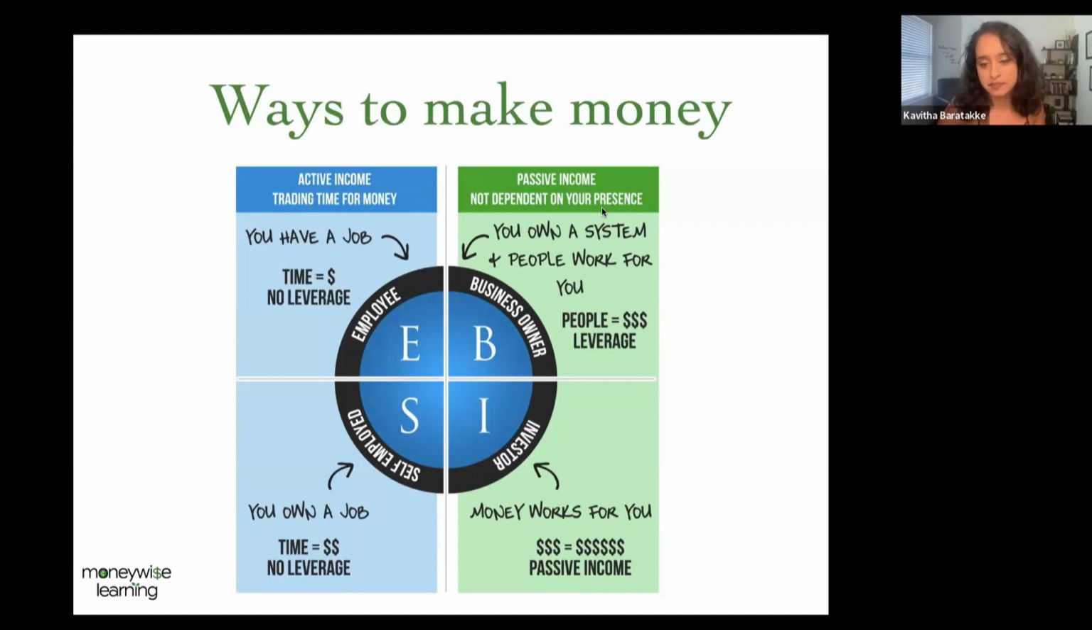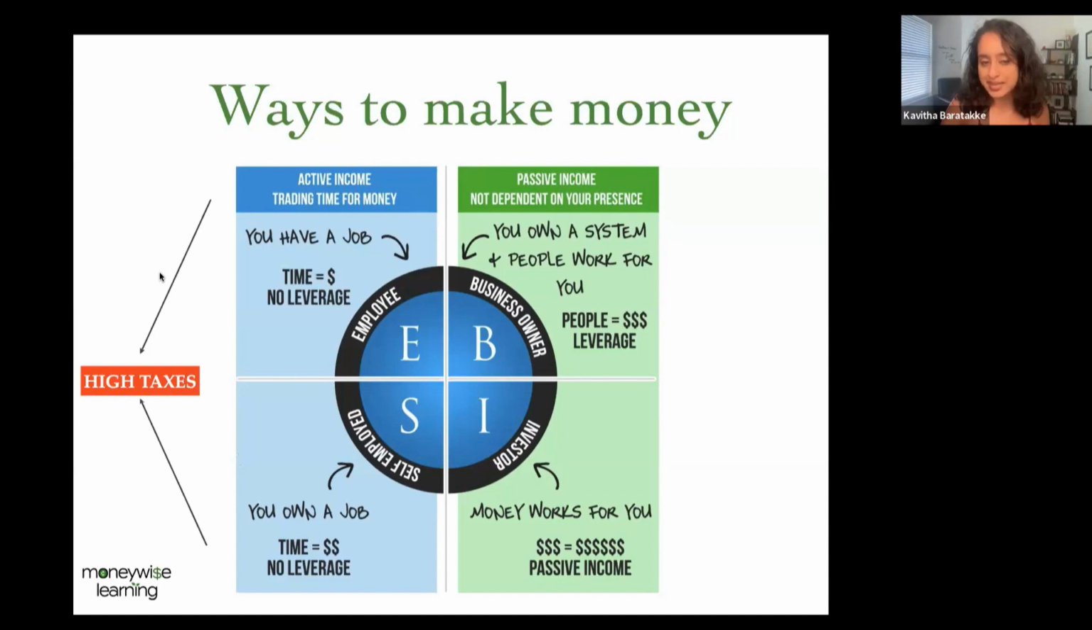Finally, you have money that works for you, which is called passive income. So I invest that money and the money makes money for me. I'm an investor, right? So based on where your money is coming from, these are the 4 ways you can make money. And depending on which of the 4 ways you use, there are different ways of reporting that income and giving you a paycheck. So let's talk about that today.